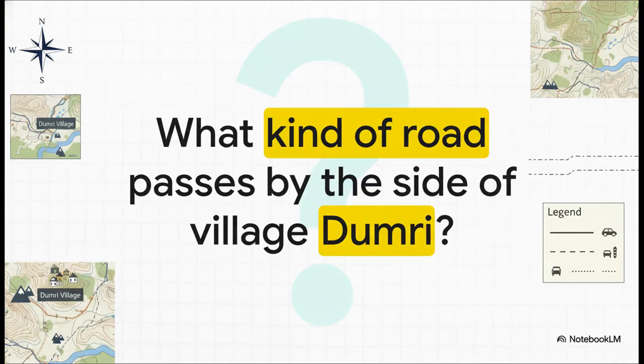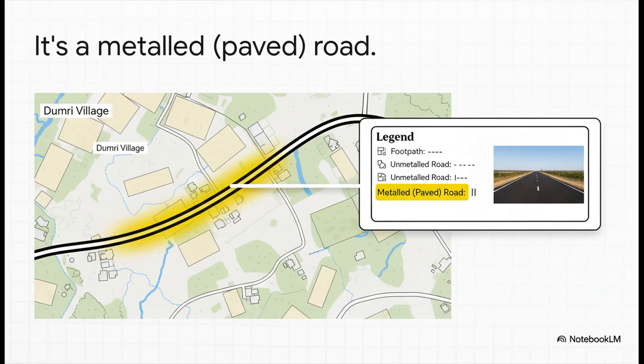All right, next challenge. Find the village of Dumri on the map. Now look closely at the symbol for the road that runs right alongside it. What is that symbol telling you? That's right, it's a metalled road, which just means it's paved. This is a perfect example of how one tiny symbol can give you a really important piece of information about a place without having to write out a single word.